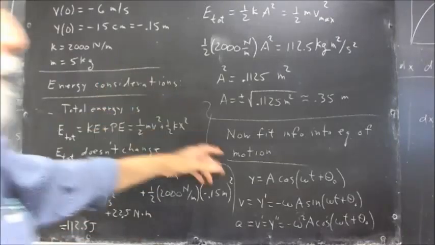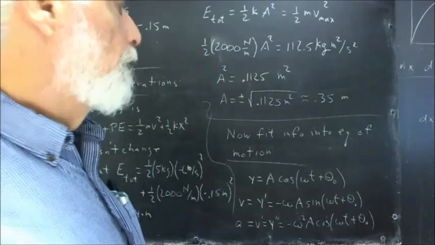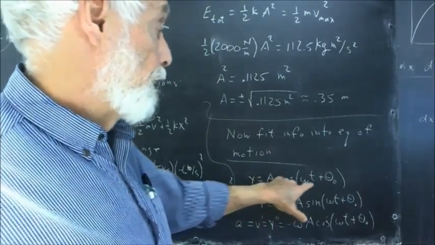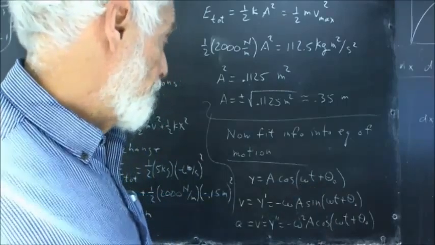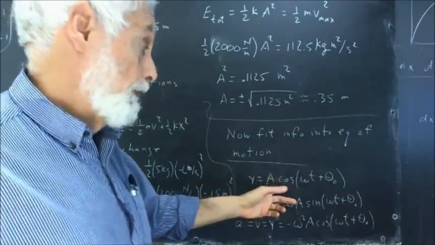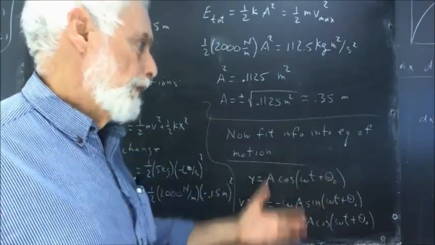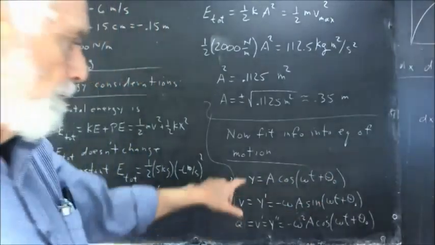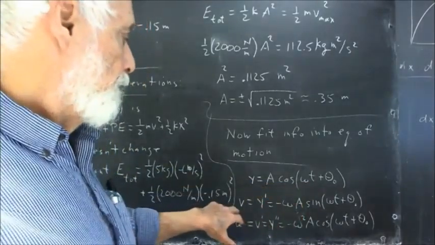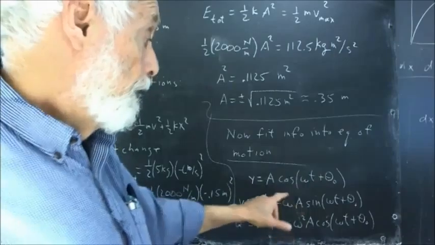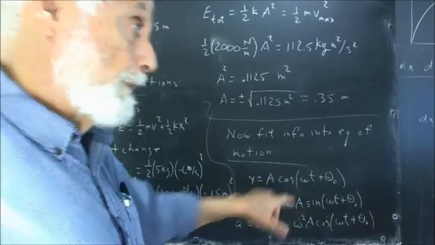Okay, well, we're trying to fit into the equation of motion. The equation of motion that we've been using is y equals A cosine of omega t plus theta naught. We could have used sine here instead of cosine. We'd have gotten a different theta naught once we solve it. But then, of course, the equations for velocity and acceleration follow immediately by taking successive derivatives of the position function.